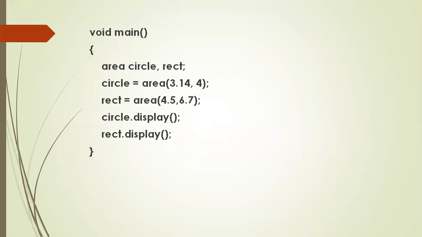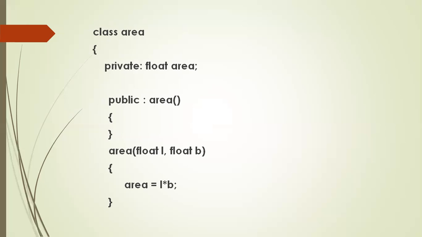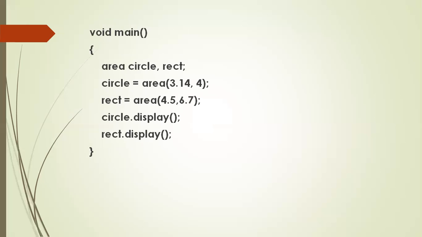Now, using the same constructor area only, you are finding the area of the rectangle using the formula rect = area(4.5, 6.7). Here both the parameters are float type, so it makes use of this constructor area(float L, float B). Now L value will be 4.5 and B value will be 6.7. There it will calculate the area of the rectangle.